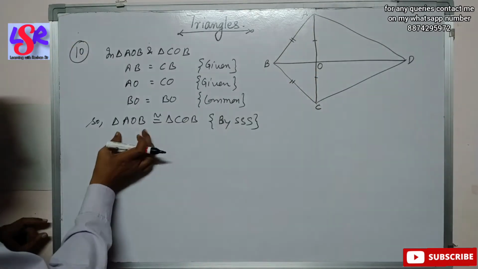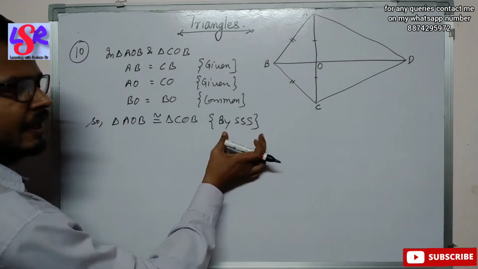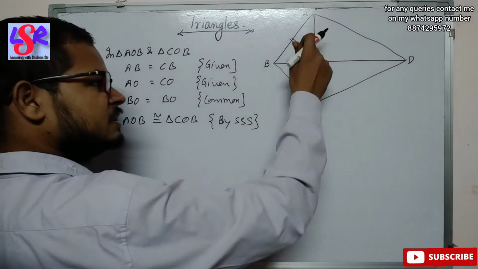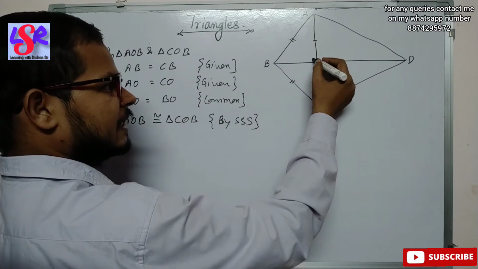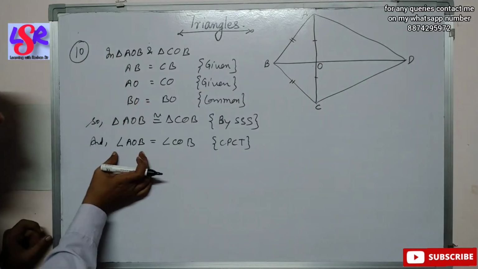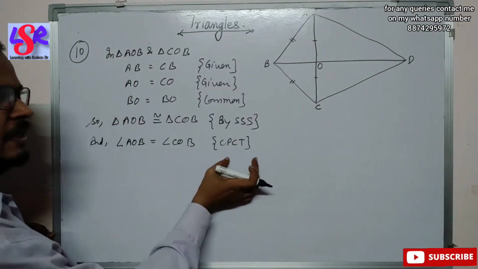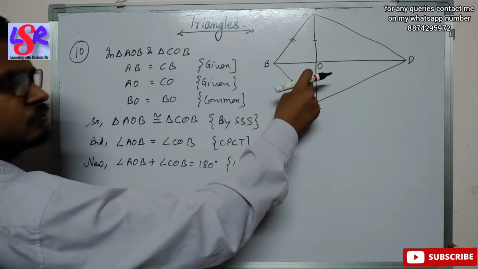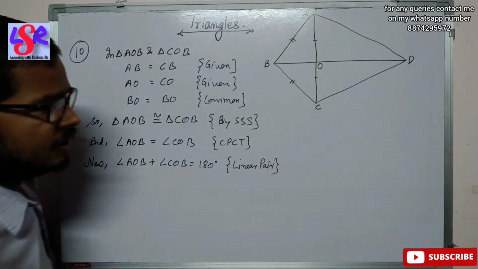So triangle AOB is congruent to triangle COB by SSS. Now as these two triangles are congruent, this angle will be equal to this one. Therefore, angle AOB equals angle COB by CPCT. Now the sum of these two angles will be equal to 180 degrees as they are a linear pair.